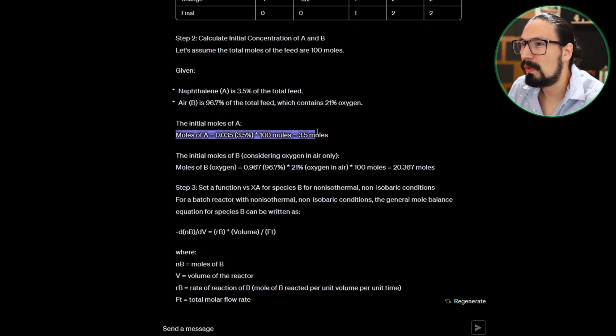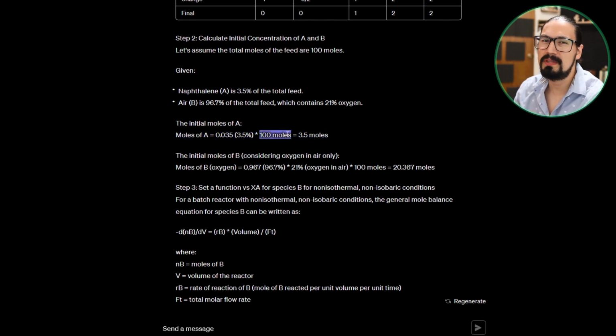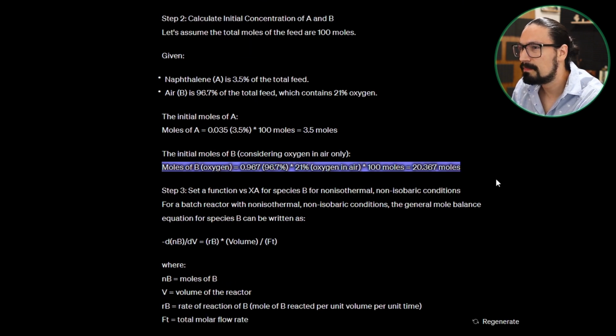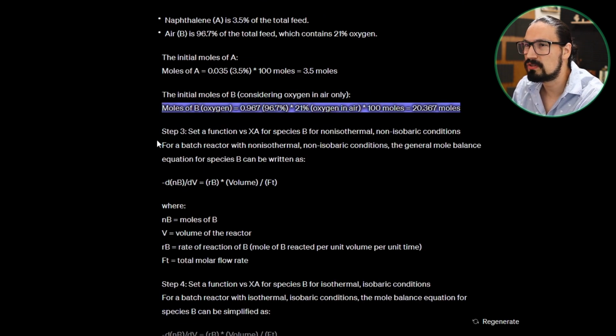The initial moles, okay, this is calculated on the basis of 100 moles, which once again I really don't like. You shouldn't be adding this assumption of 100 moles, or maybe yes, you could do it, but not in order to assume later on that this is the actual final amount of moles. So the initial amounts are calculated right here. Okay, yeah, I'm okay with that. This is the total amount of oxygen.